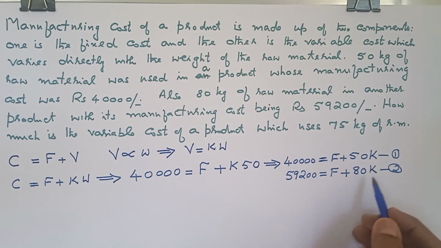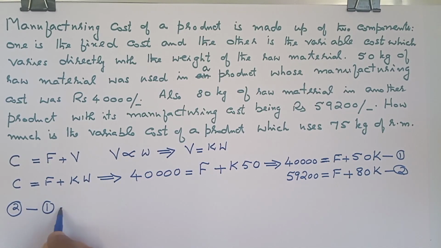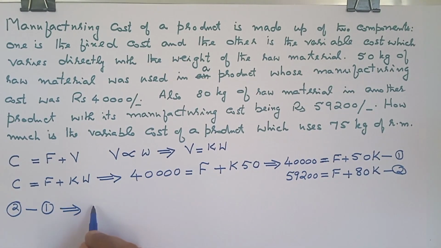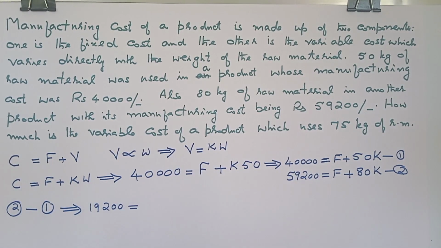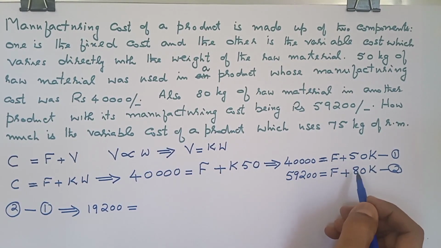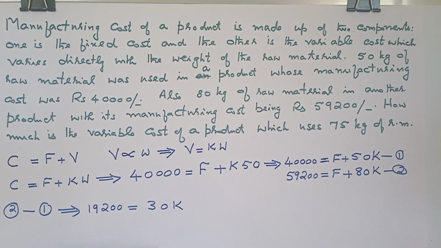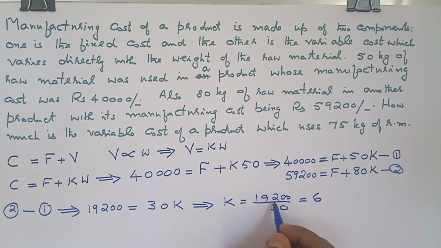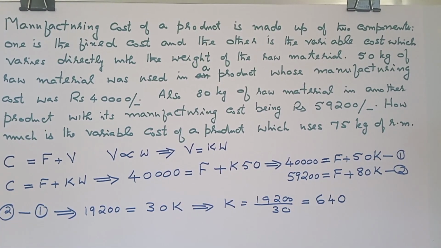So what do you do for that? Yeah, you subtract equation 1 from 2. On the left side, what do you have? 19,200. And on the right, F cancelled. 80K minus 50K will be 30K. Okay, so K will be, K has been identified as 640.